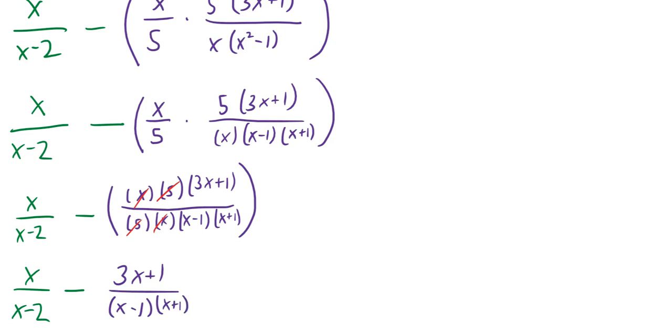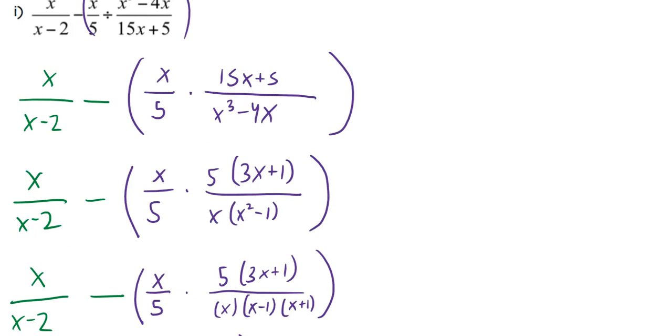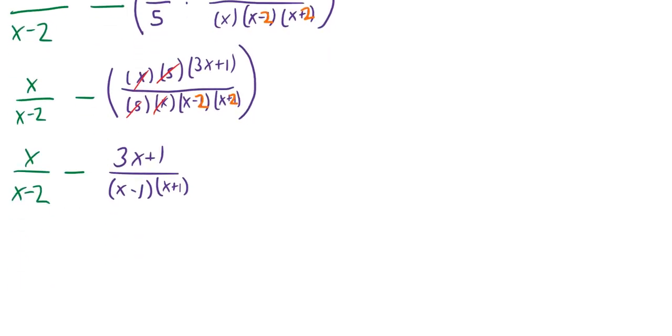Which doesn't look fun. Oh, you know what? It doesn't look fun because I messed up way up here. x cubed minus 4x. When I take out an x, I'm left with x squared minus 4. So difference of squares says that's going to turn into x times (x minus 2)(x plus 2). I still have an x minus 2, x plus 2, x minus 2, x plus 2.